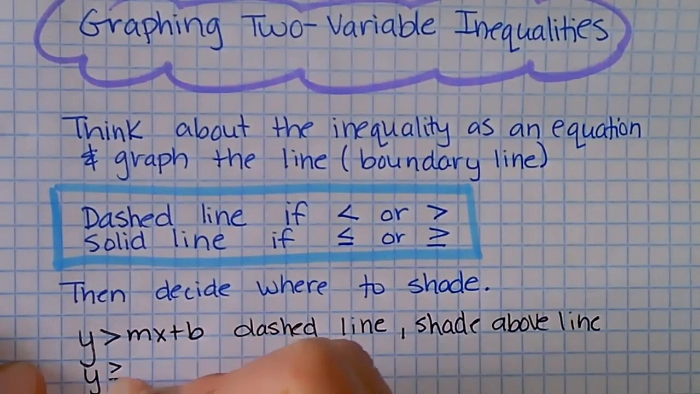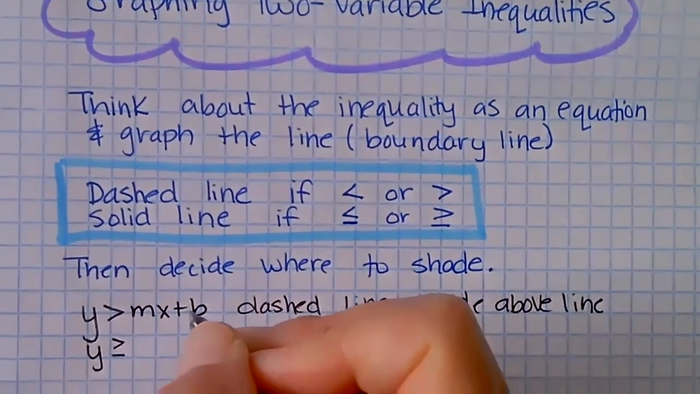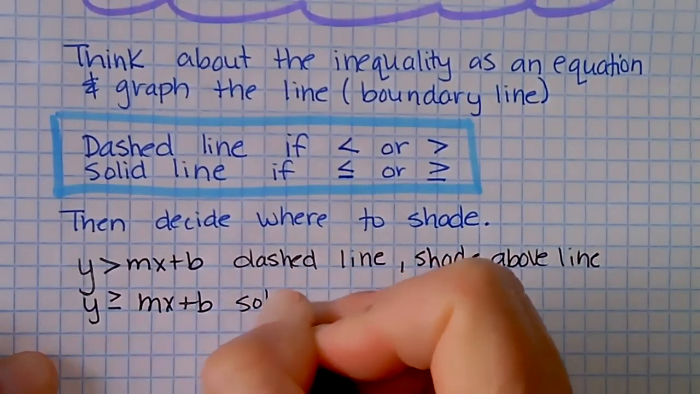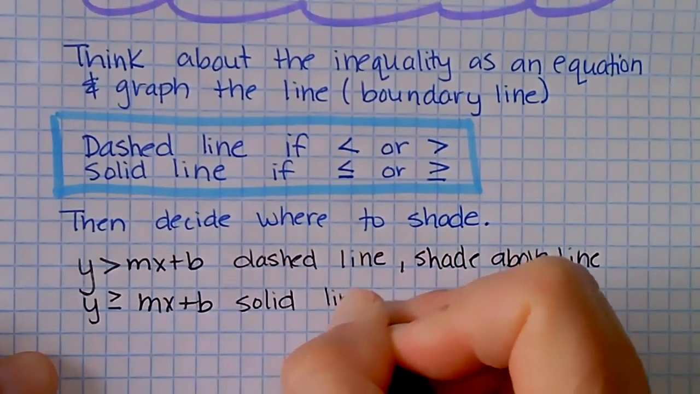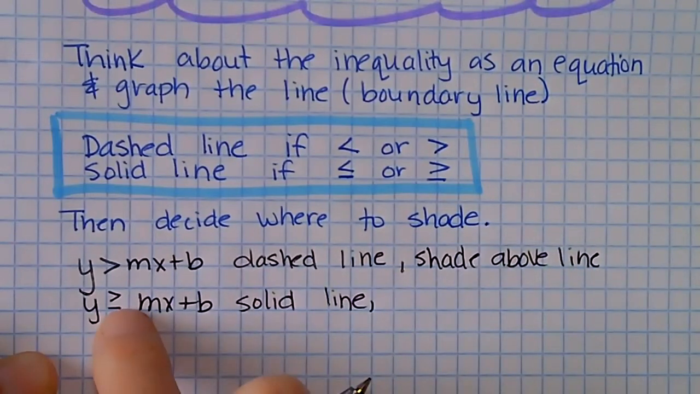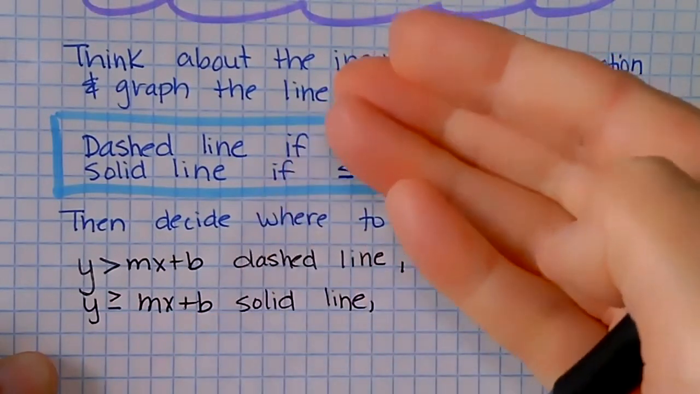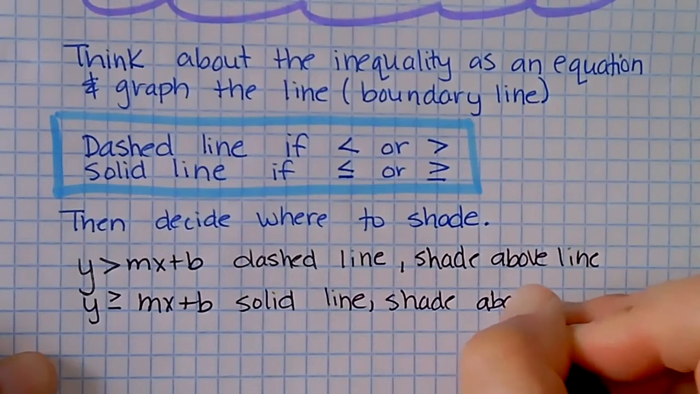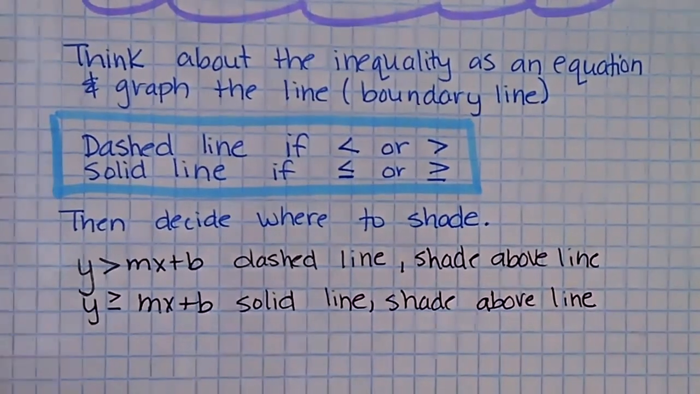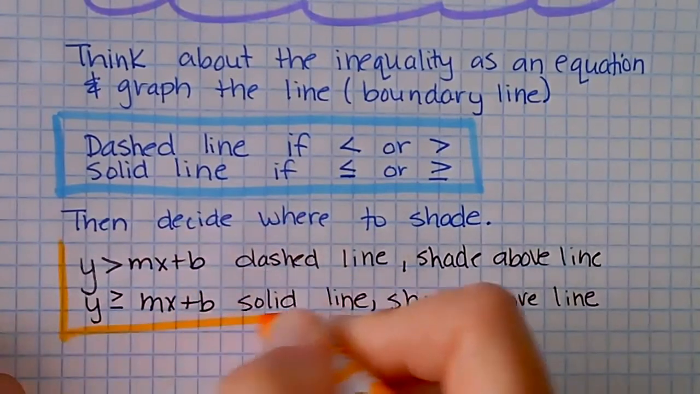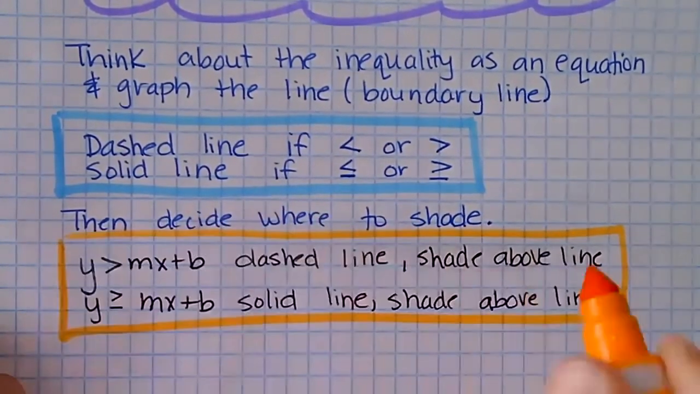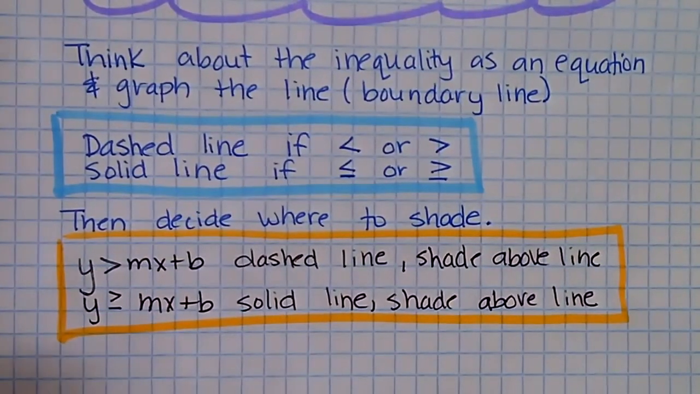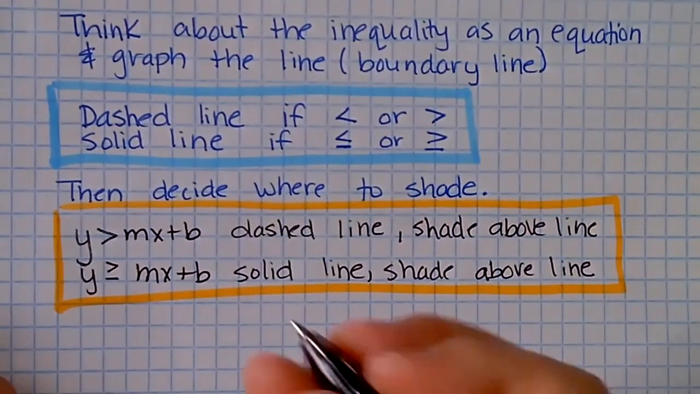Now, if it's y is greater than or equal to, it's going to be a solid line, again because of the equal. And since it's greater, greater y's are above, smaller y's are below, so we're going to shade above. Okay, so these are my ones that are above, greater than or greater than or equal to. So I'm going to do similar with my less than and less than or equal to.